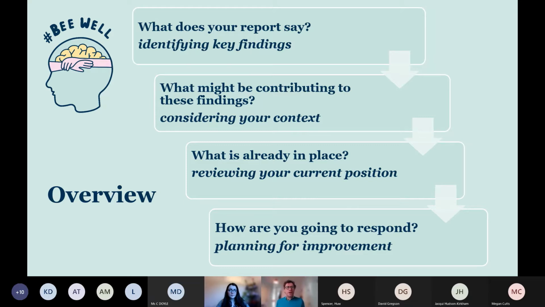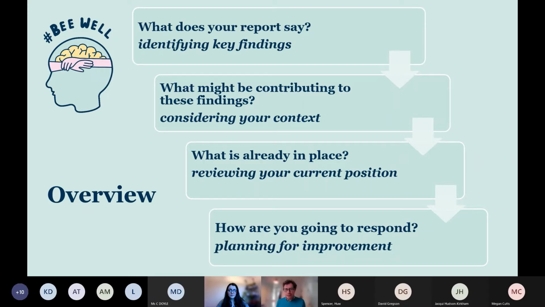We know that data all comes from a particular context. So what we then encourage you to do is what might be contributing to these findings. That's thinking about your context. So what are you doing that's ensuring the things that are going well? What might be contributing in terms of some of those factors that you as a school might not have huge amounts of control over? Who are the other players within that? So thinking about what might be contributing to it, and then also what have you already got in place? So what's your current position? So what's been going well, what's been really firmly embedded, and then thinking about where the gaps might be, so to kind of feed into how you're going to respond. So that's really the planning for improvement.